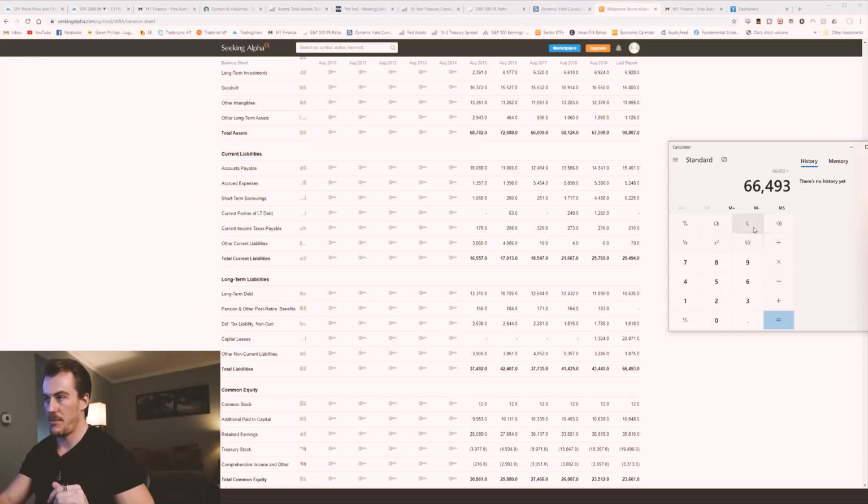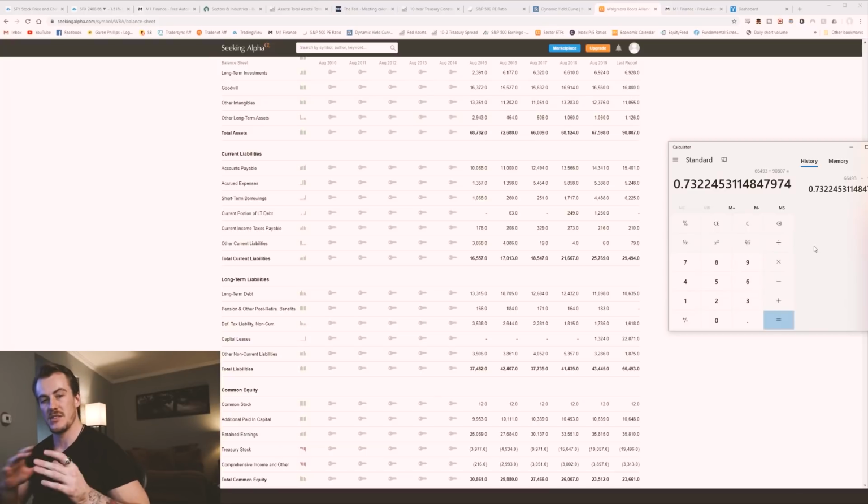So we're going to take the total liabilities, which is $66,493, divided by the total assets, which is $90,807, which gives us a 0.73 debt to assets ratio. What this means is 73% of their total assets could be sold off and pay off their debt.